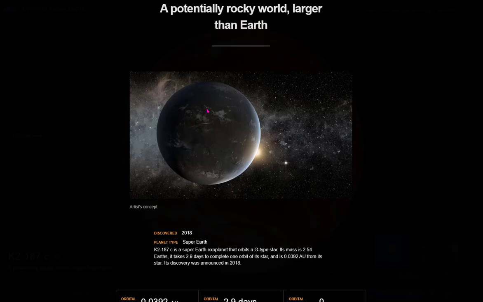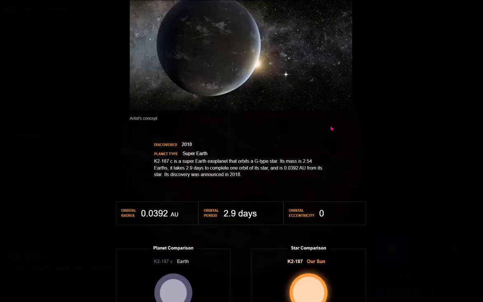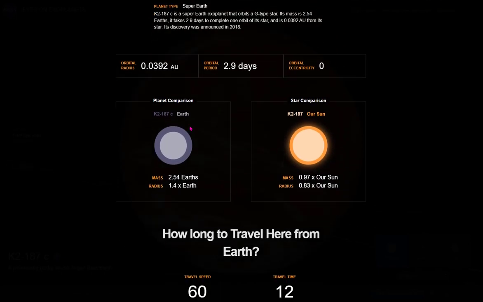Again, artist concept. The same image is used over and over actually in the system. So you might see this image from many more planets. It tells you a bit about it here. You can compare it here with Earth. So the planet is a bit larger than Earth. It's more massive, about 2.5 times the mass of Earth as well. And we can compare the star with our sun. Our sun is actually slightly bigger than this star.